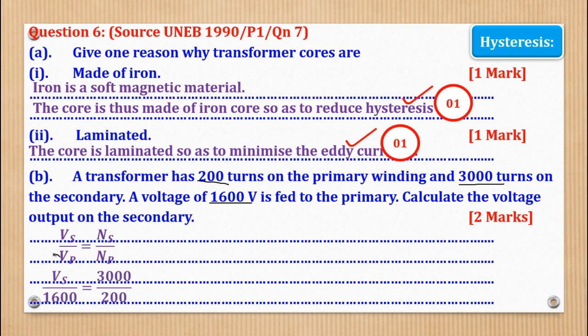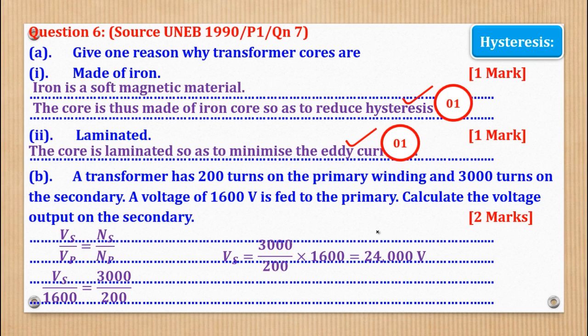We know that voltage in the primary is 1600 as it was given. Number of turns of the secondary is 3000. Number of turns in the primary is 200. So now we are left with only one unknown, which is Vs. And when I make Vs the subject, I'll come up with the voltage which is required as 24,000 volts. So basically that's what they wanted in this part.